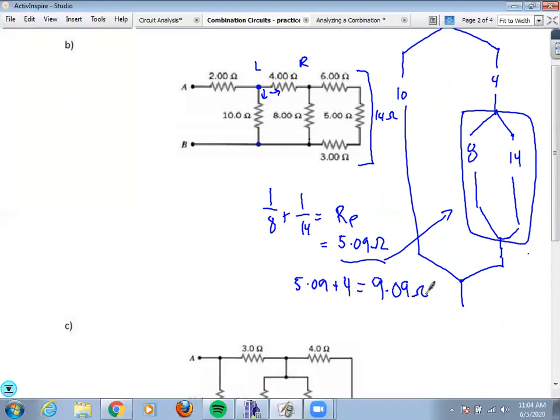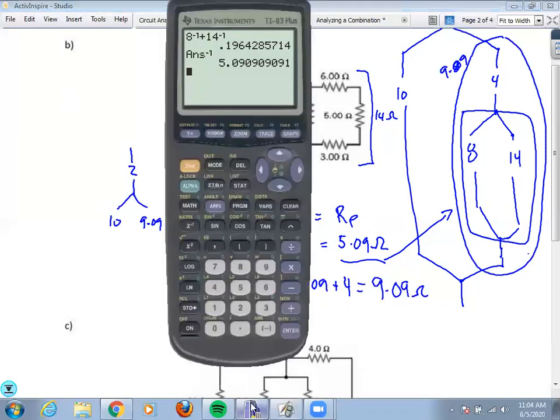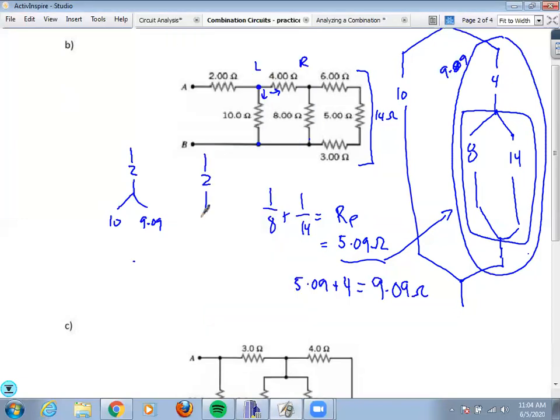So essentially now this whole side is 9.09 ohms. So we can add it in parallel with the 10 and the 9.09. We've got the 2, and it's now parallel to the 10 and the 9.09. So 1 over 10 plus 1 over 9 gives us 4.73. So really, we've got the 2 in series with the 4.73.